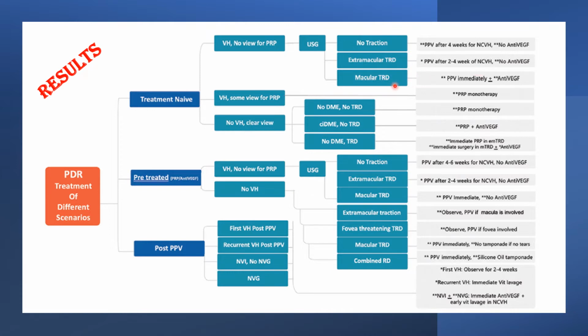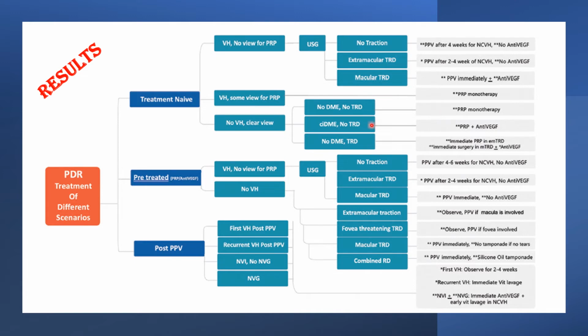If there was macular tractional retinal detachment, well, then PPV was suggested immediately. In cases where we had some view of the fundus, then PRP had to be performed immediately. And in cases without vitreous hemorrhage and clear view, we can see that if there was no retinal detachment and no diabetic macular edema, then PRP was suggested as a monotherapy.